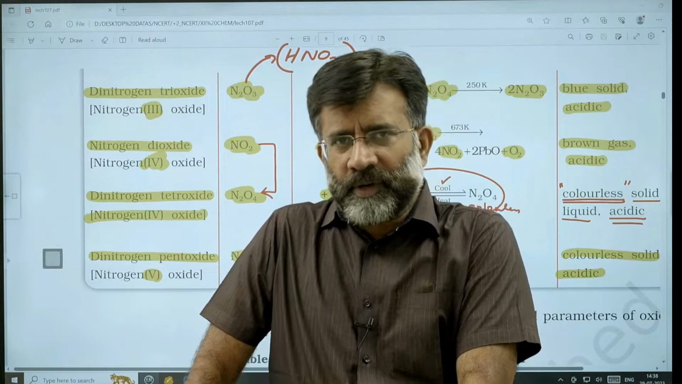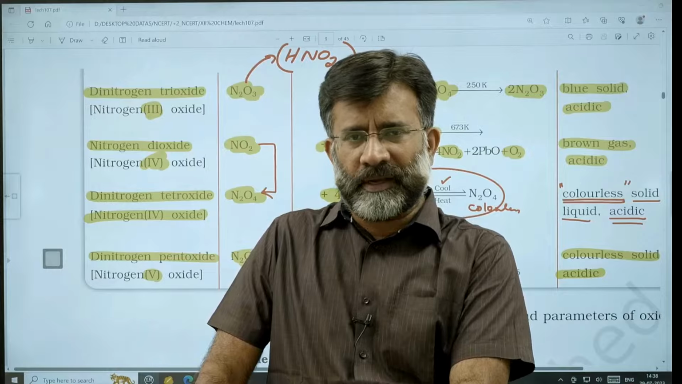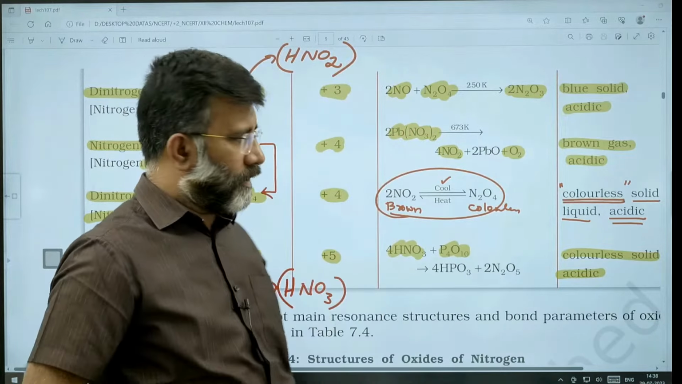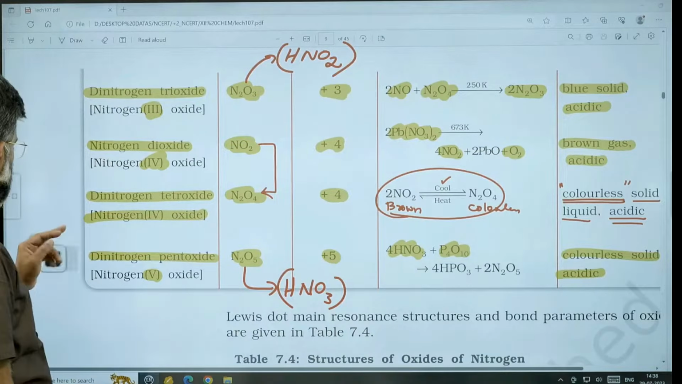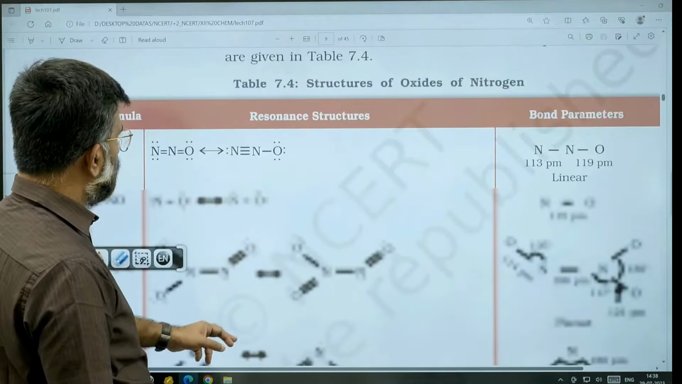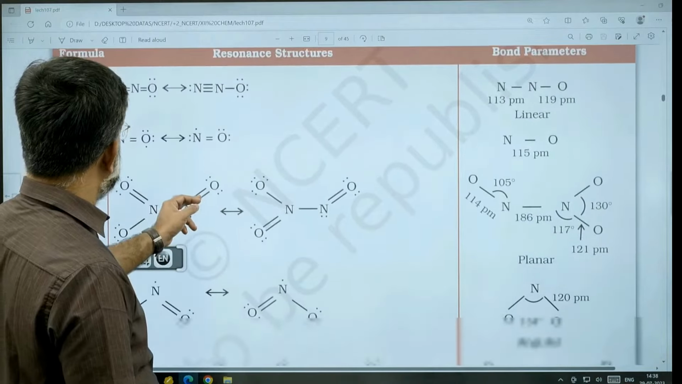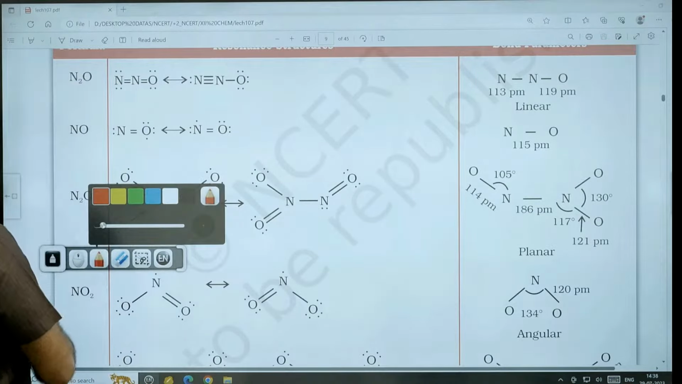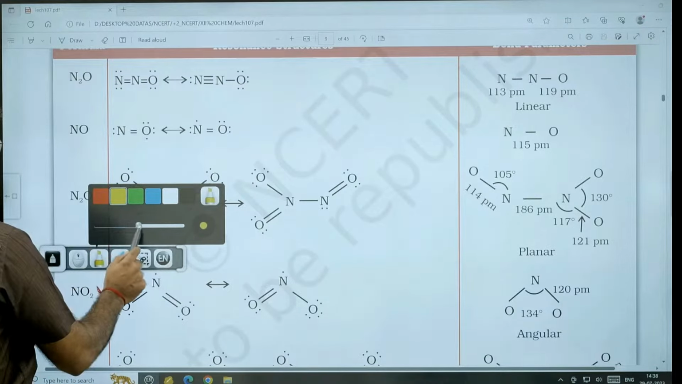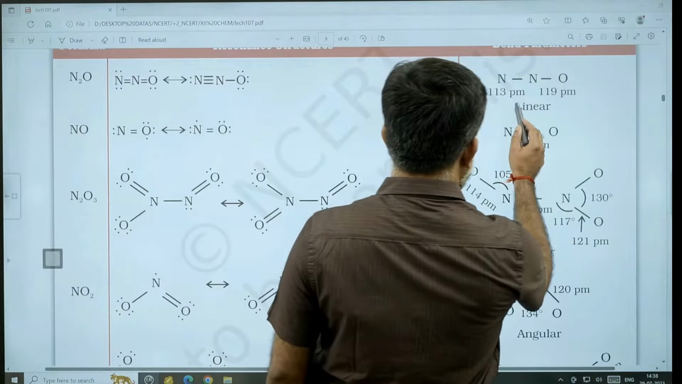There is one more important tabulated arrangement available in the textbook, as all of you know, regarding the molecular structure of these oxides. Very, very important. Molecular structure of these oxides, which is also very important. Let's have a look at the table 7.4 regarding the molecular structure of these oxides one by one. First one, nitrous oxide. Have a look at nitrous oxide. How the molecular structure is available. It is a linear molecule.